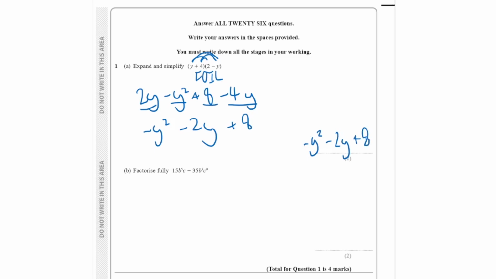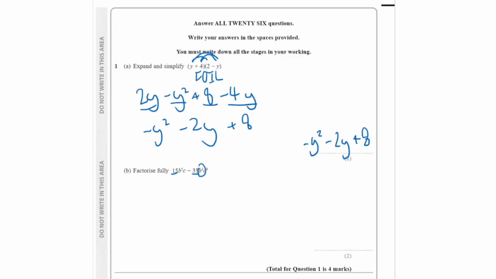Factorize fully 15b to the power of 5 c minus 35b cubed times c to the power of 9. Notice how 15 and 35 both have a multiple of 5. And when dealing with variables, we always take the lowest power. So here we have b to the power of 5 and b to the power of 3, so we'll take b to the power of 3 since it's smaller.